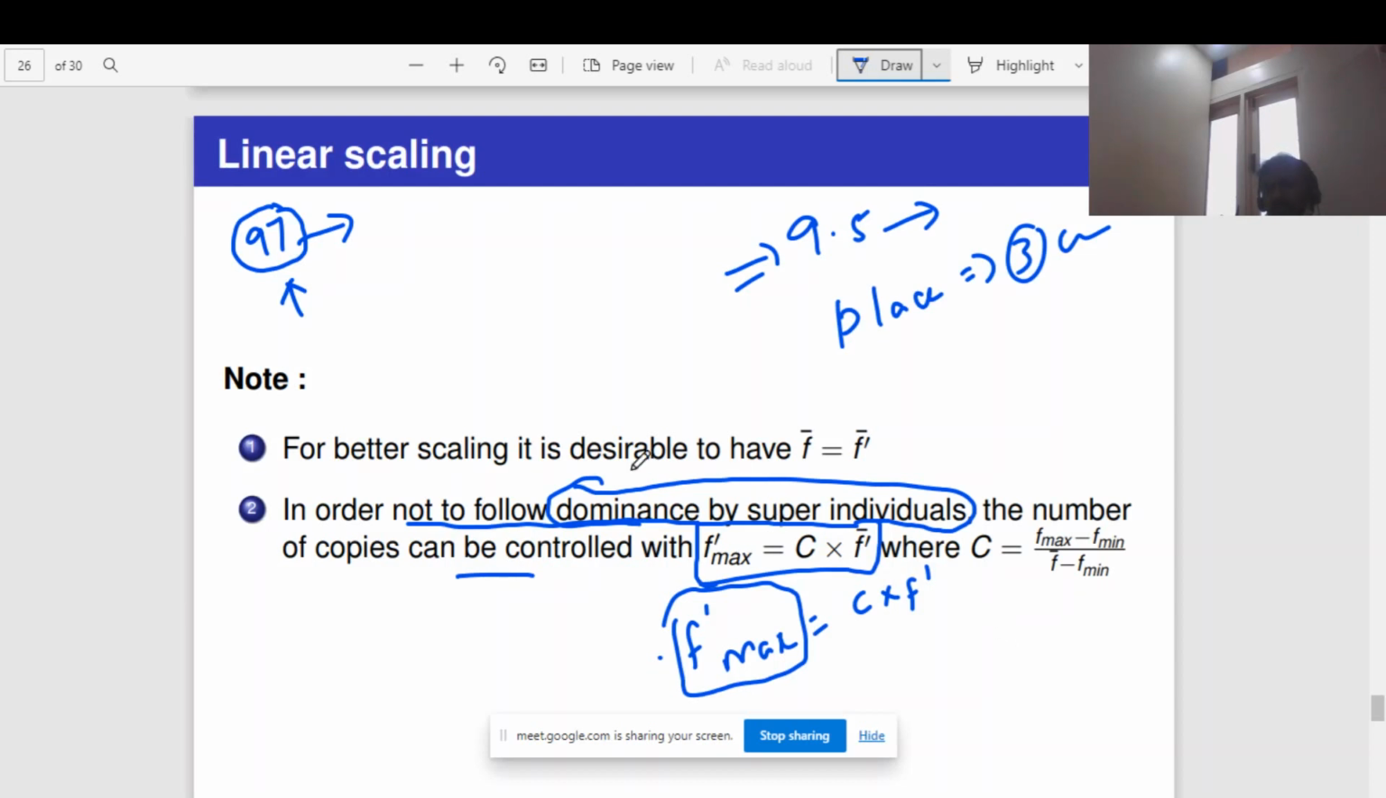Okay, so could you now summarize what is meant by not allowing dominance by superior individuals? How is it done? So what is the upper limit? For example, this individual is the 10th individual. Now this 10th individual can appear a maximum of f dash max times. If it is beyond that, the algorithm will not select that individual, right?